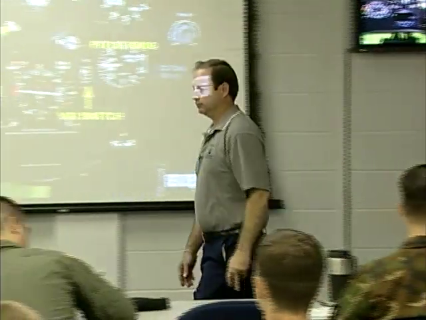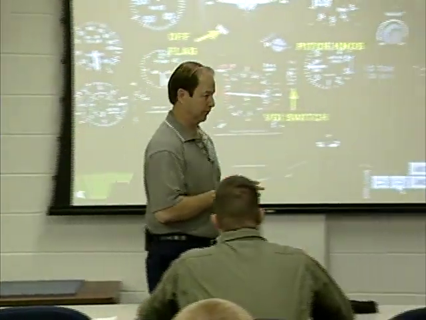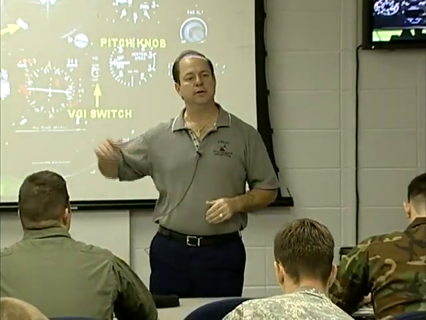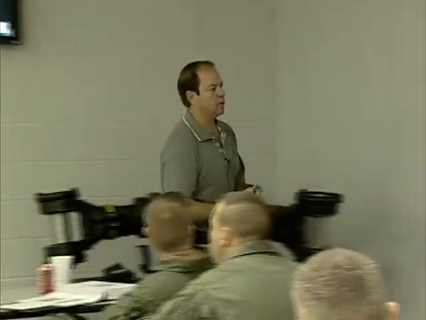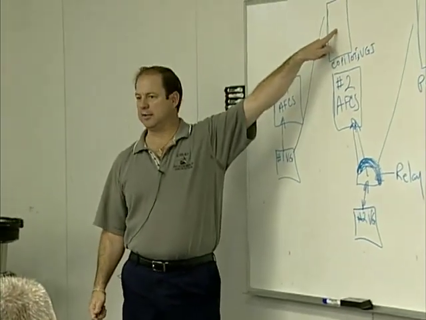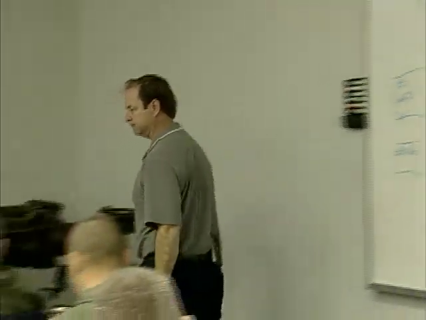Okay. Now, we talked about that normal and emergency switch. The next thing we need to talk about is what is the procedure. According to the checklist, at startup, it's going to tell you to take that switch and put it in the normal position. I'll say that again. At startup, in accordance with the checklist, it will tell you to put it in the normal position. In the normal position, the number one vertical gyro is connected to the pilot's indicator. Number two vertical gyro is connected to the co-pilot's vertical gyro indicator.